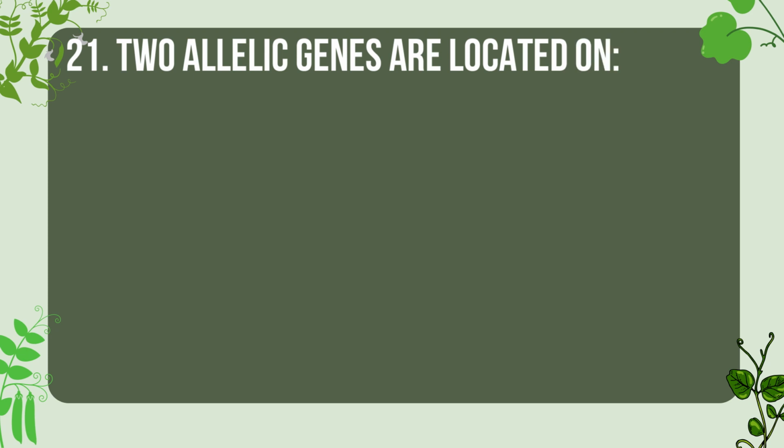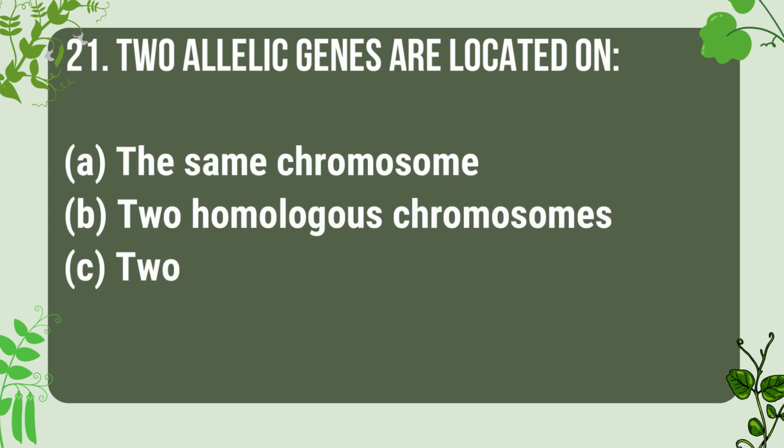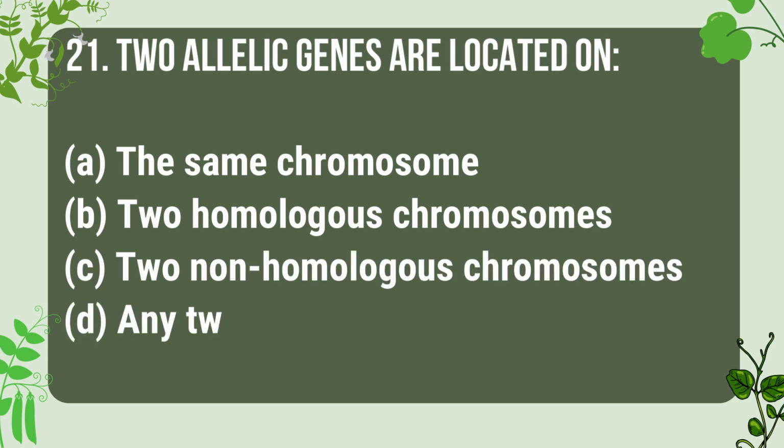2 allelic genes are located on A. The same chromosome. B. 2 homologous chromosomes. C. 2 non-homologous chromosomes. D. Any 2 chromosomes.